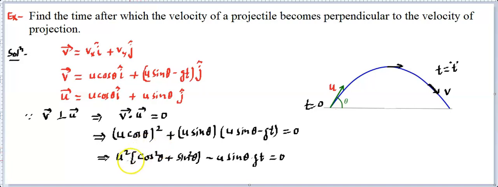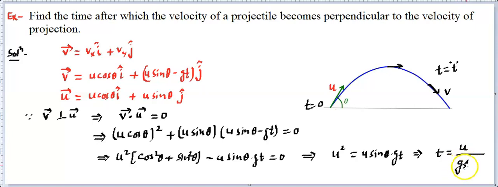Now this can be easily solved. From here you get u square, and if we take that term to that side, it becomes u sine theta into gt. From here the t value can be calculated and remembered for future calculations. So one u is getting cancelled because u cannot be 0, and we divide by g sine theta. So the formula comes out to be t is equal to u upon g sine theta.